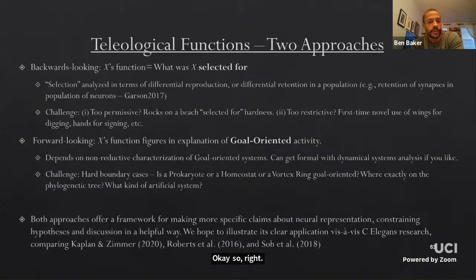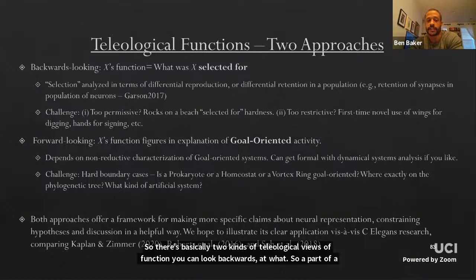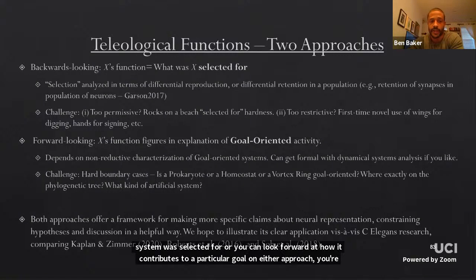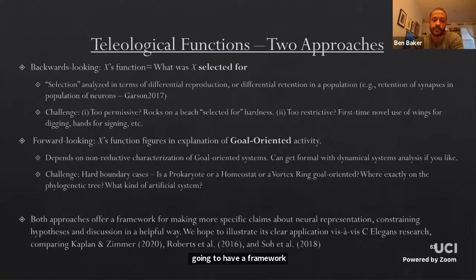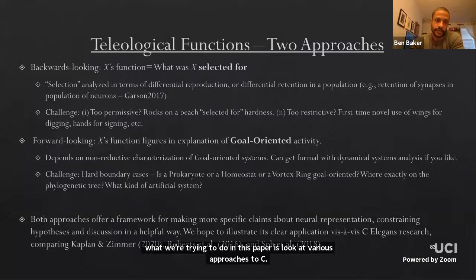And so what we're trying to do in this paper is look at various approaches to C. elegans research that draws on whole brain recording, and use this teleological, sometimes called teleosemantic, approach in philosophy to chart out some different hypotheses about what's being represented in different parts of the neural system, not just on the basis of what information is there, but on the basis of specific claims about function, either on this backwards looking or this forward looking approach.